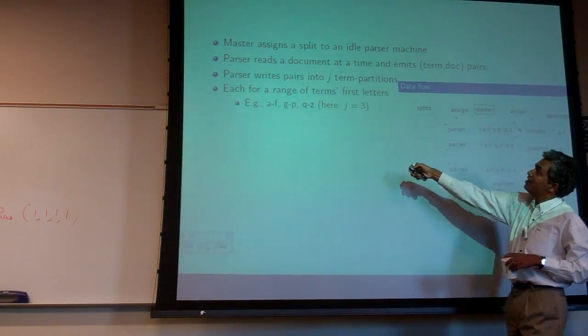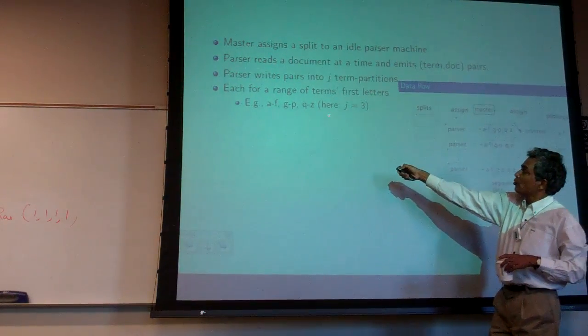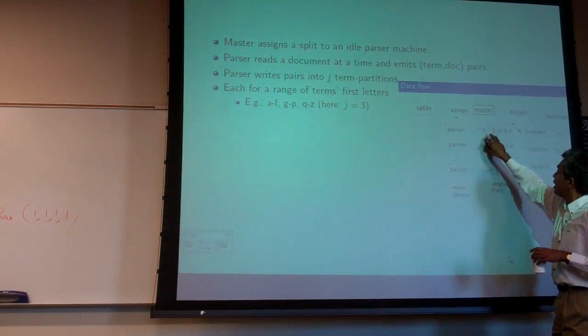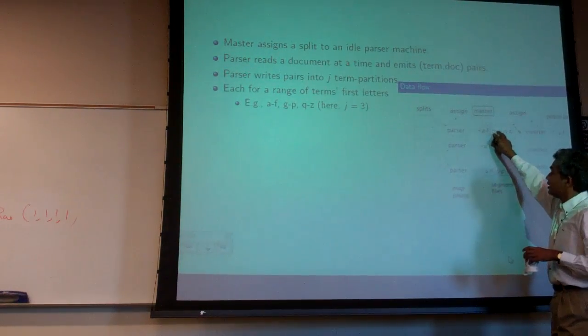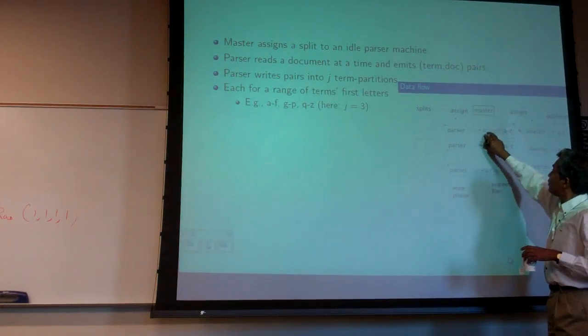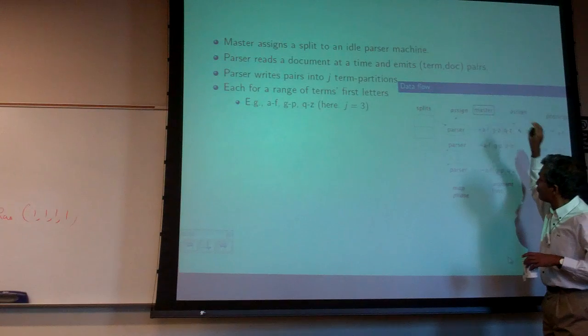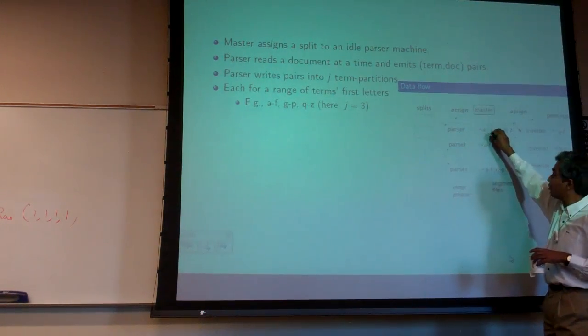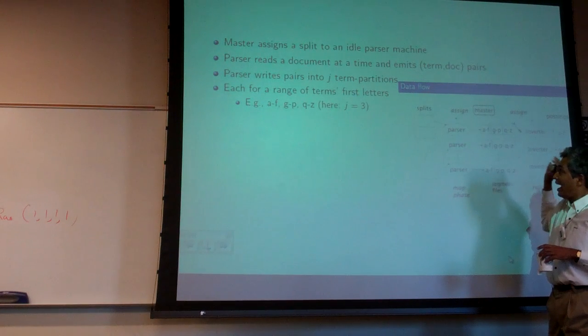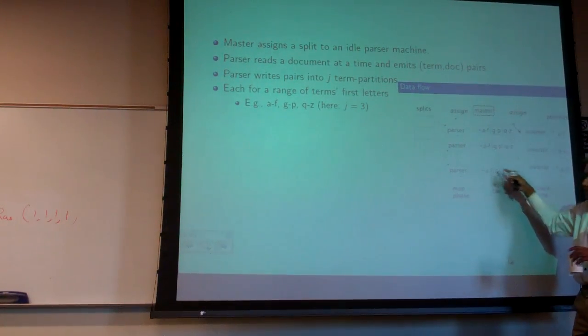For each range of terms' first letters. So basically, in this case, I wrote the word occurrences into an A to F bucket, a G to P bucket, and a Q to Z bucket. All the words that start with a letter between A and F will get thrown into this. All the words that start with letters G to P will get thrown into this. And notice that all other parsers do the same thing too.